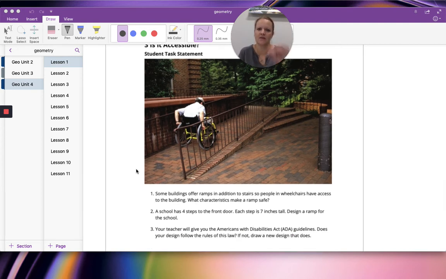The next task statement: is it accessible? Some buildings offer ramps in addition to stairs, so people in wheelchairs have access to the building. What characteristics make a ramp safe? So what would we talk about if we wanted to make a ramp safe?